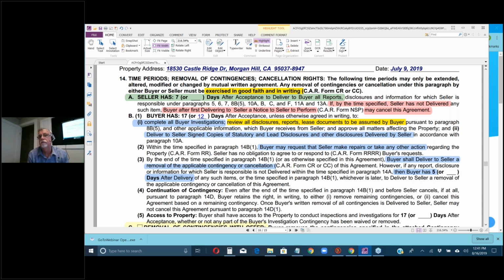I've read this form many times. It doesn't say that. But it does say that we can use those 12 days to review all disclosures, reports, all. Right? Isn't that what it says? Review all. I'm just saying. What did they get out of it? We got the deposit back. Right? Yeah. All right.